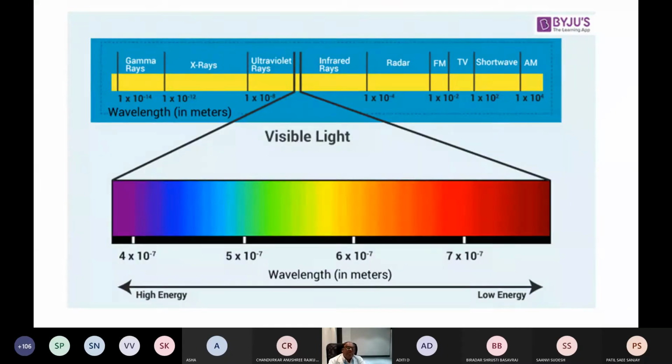Here you can see that first are the gamma rays, X-rays, ultraviolet rays, and then there is a gap, which you can call the visible light or visible range, which the colorimeter can measure, but the spectrophotometer is the one which can measure the ultraviolet and infrared also. So this is the major advantage of using the spectrophotometer. That is the first thing.